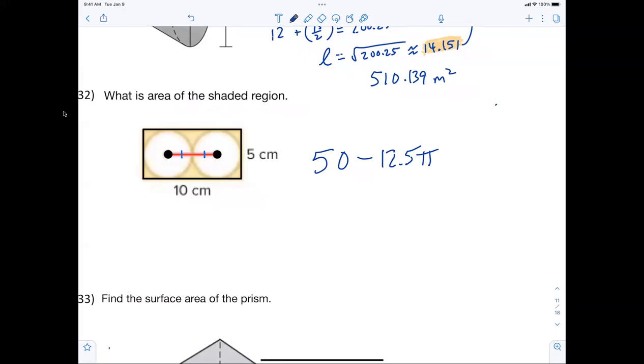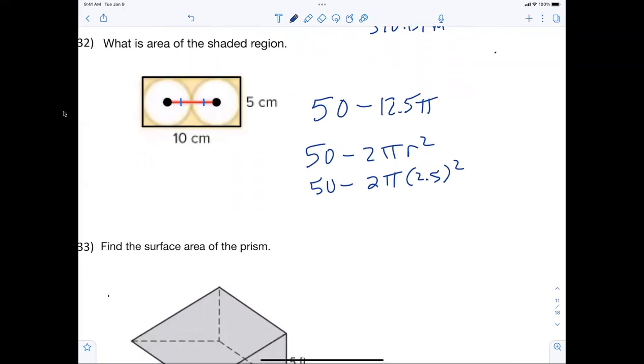But once again, y'all are taking my word for it. Does everybody agree? It's 50 minus 2 times pi r squared. The radius is 2.5. 2 pi times 2.5 squared, 50 minus that. Is that correct? Did anybody else get that? So that's 50 minus 12.5 pi. That's the exact answer.